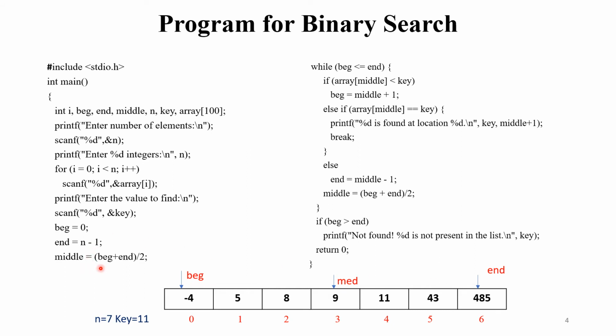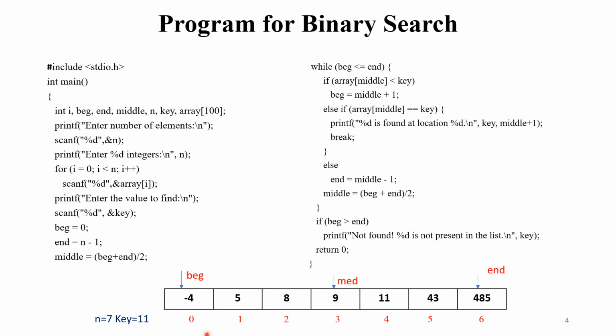Next, middle is equal to (beginning plus end) divided by 2. Here beginning is 0 and end is 6, so 0 plus 6 divided by 2 is 3. So we got our middle index, that is 3, and the middle element is 9. Next is the while loop, that is, beginning less than or equal to end.